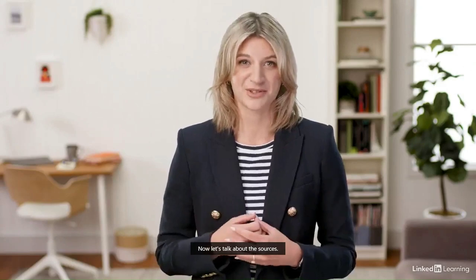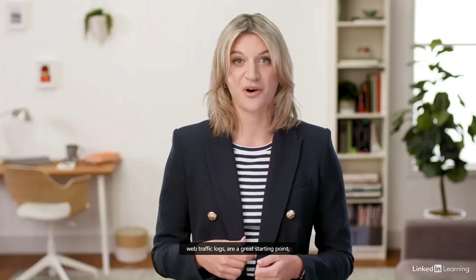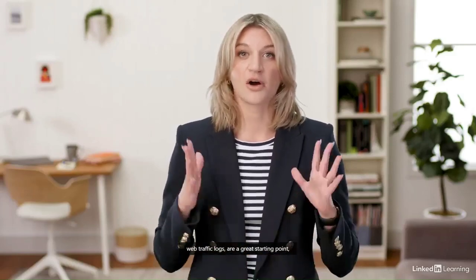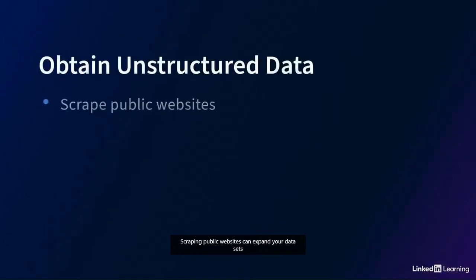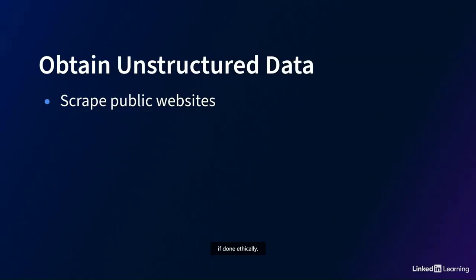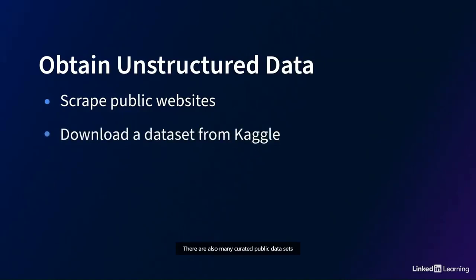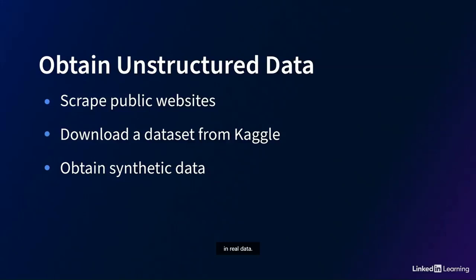Now let's talk about the sources. Internal data like sales numbers, customer info, and web traffic logs are a great starting point. But you may need external data too. Scraping public websites can expand your data sets if done ethically. There are also many curated public data sets on sites like Kaggle or open data portals from your local government for benchmarking models. Synthetic data is another option. This is artificially generated to match patterns in real data.